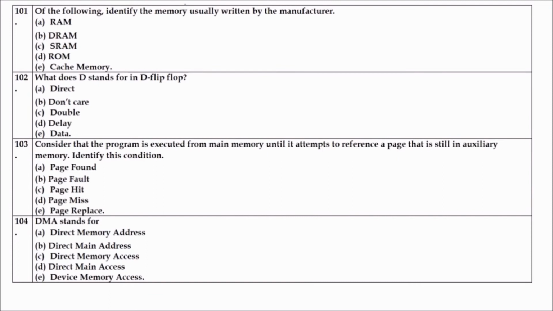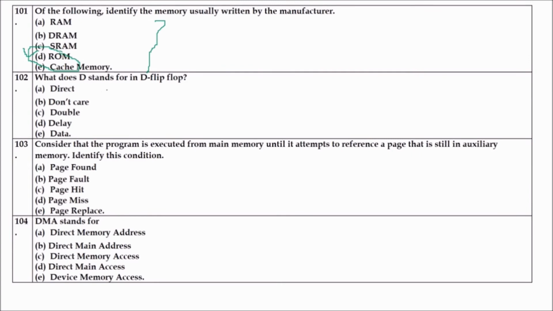Of the following, identify the memory usually written by the manufacturer. The manufacturer gives you some memory already written. So which of these are you going to choose? This is 101. The answer is D. ROM is the memory usually written by the manufacturer.